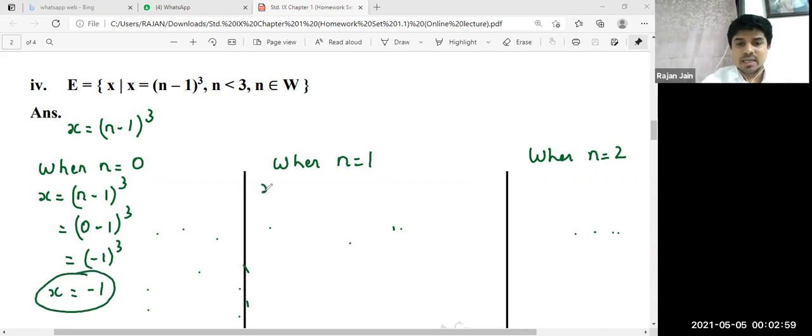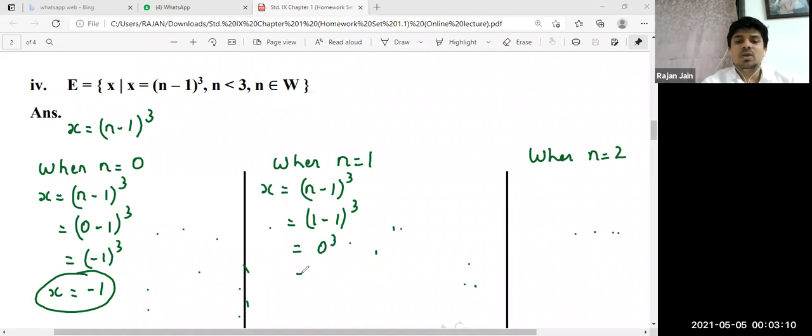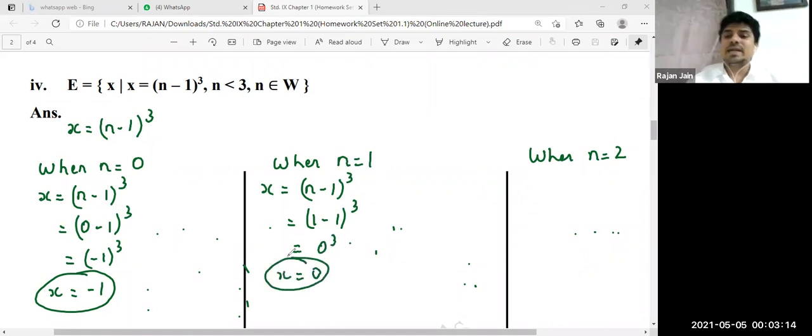Okay, to get the second value, I'll say again the formula remains the same, only the value of n is changing. n के जगह पे I'll put 1 because in this case n is 1. 1 minus 1 is 0. 0 का cube will be 0. This is the second value of x that I have got.